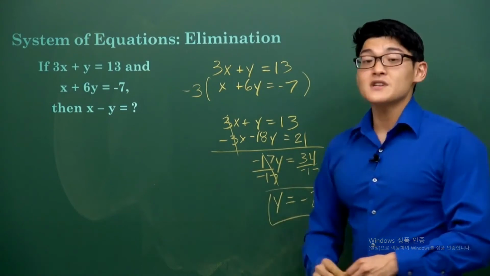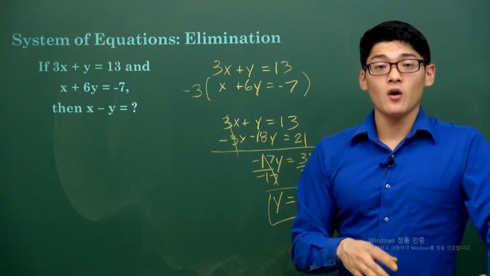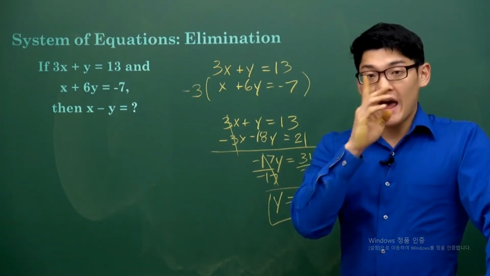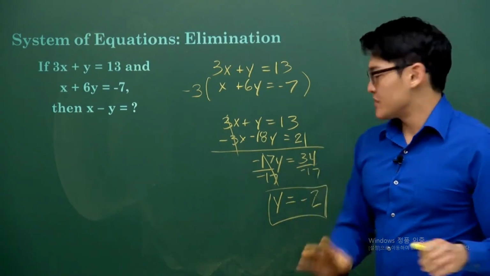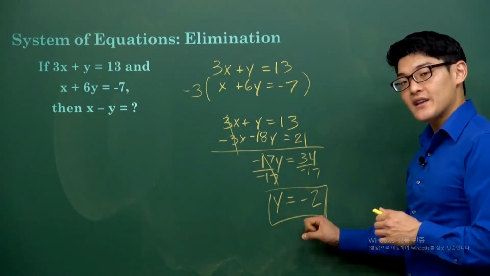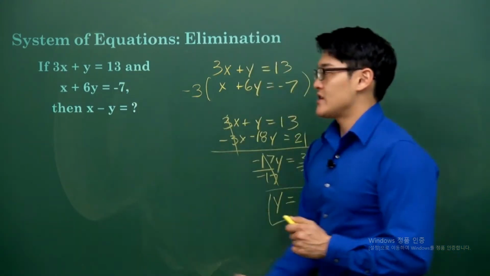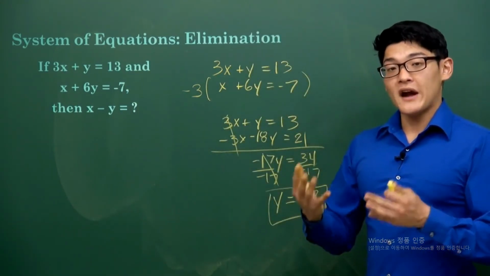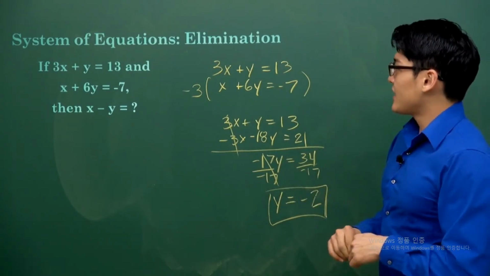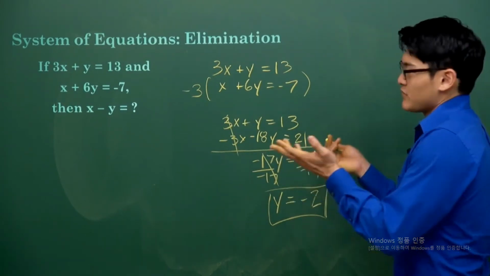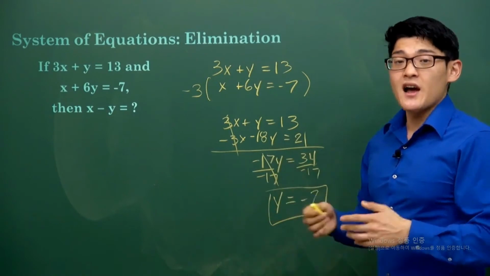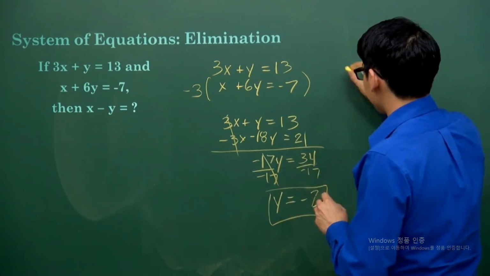All right, this is the first part done. We have y now. We need to get x. And in order to get x, all we have to do is take what we found for y, the value for y, and plug it back into one of the original equations. And then solve for x. So let's go ahead and take the first equation. You can choose either equation is fine. However, I'm just choosing the first equation.